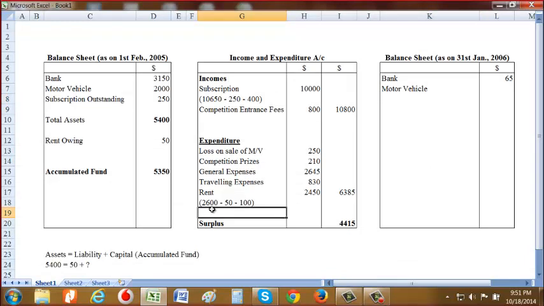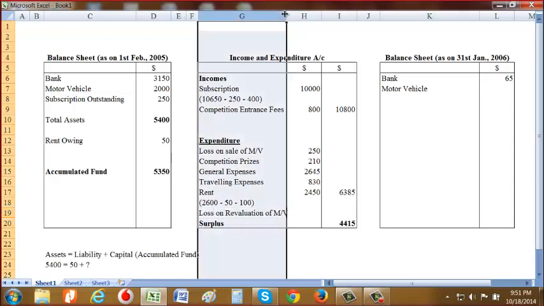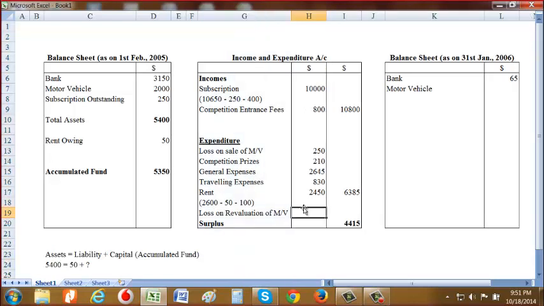So I am writing here: loss on revaluation of motor vehicle. Agree? And how much amount? 1500 loss.